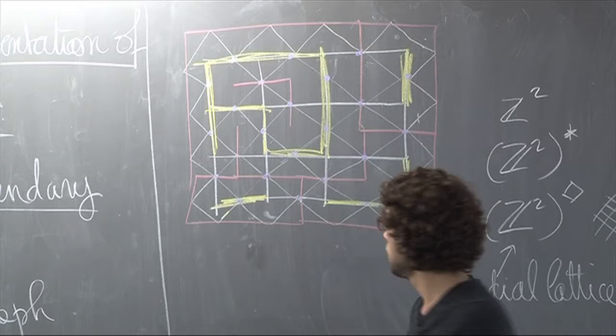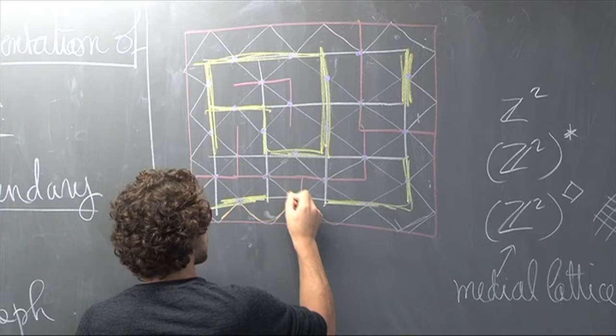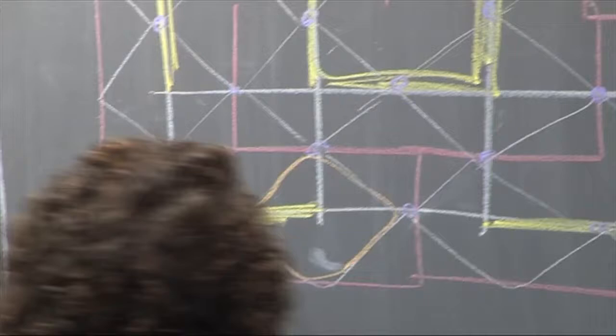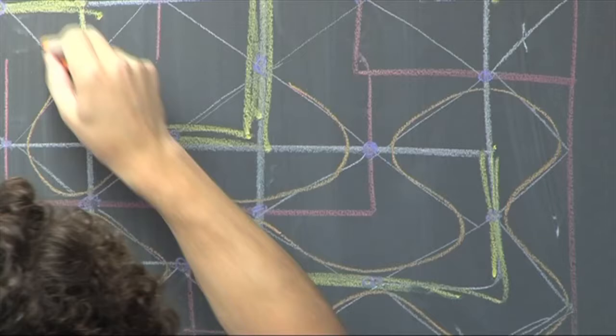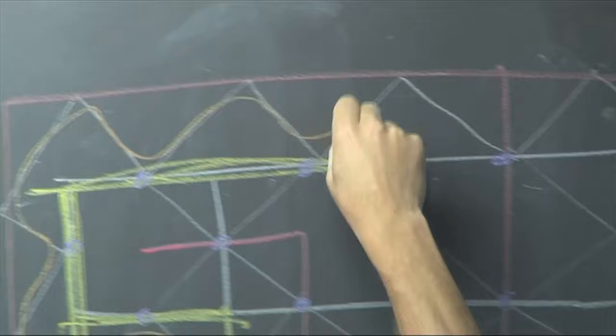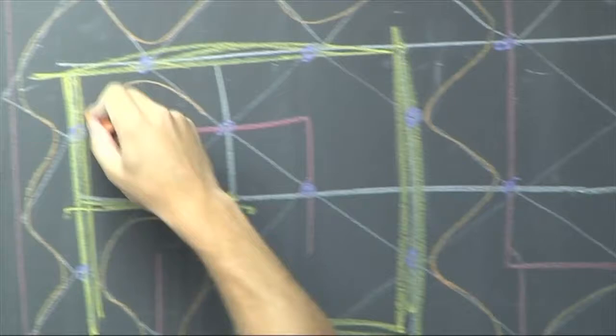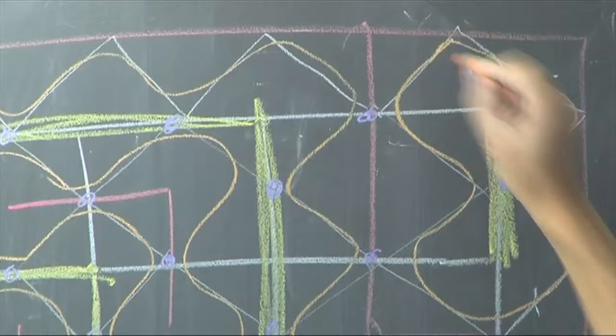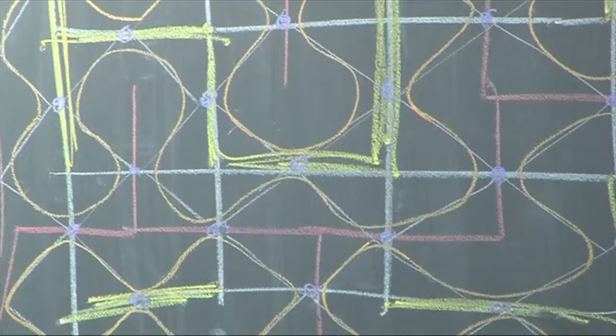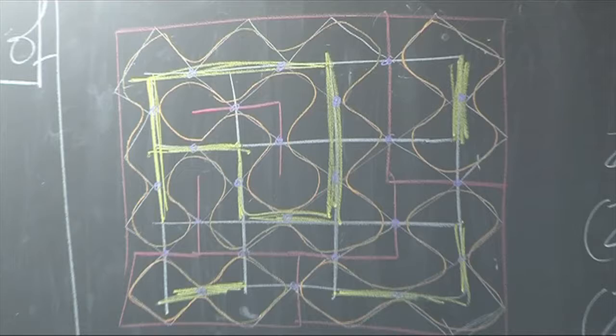So you start here. You need to turn. You need to turn, etc. And here you close a loop. And you do that everywhere. So you really imagine these are loops drawn on the medial lattice, but quickly somehow. And here we have other ones. And here we have a last one, which is going like that. It's not so bad, right? Took me some time, but it's not so bad. So this is the loop configuration of G diamond.